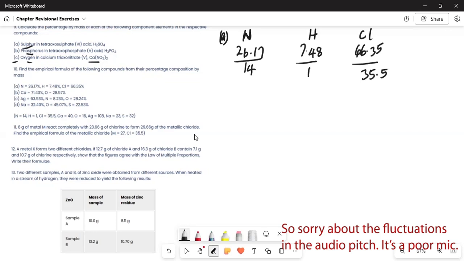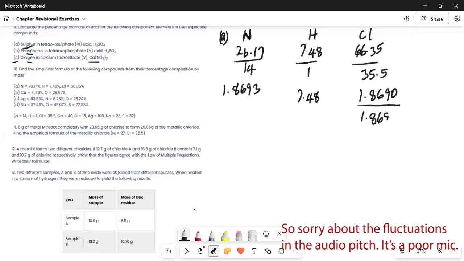Now 26.17 divided by 14, that is 1.8693. Then 7.48 divided by 1 still remains as 7.48. Then 66.35 divided by 35.5, 1.8690. Okay, now to get the mole ratio in which these component elements are combined, we need to divide each of these values by the smallest number. So comparing the three of them, which one is the smallest? The smallest is this last number here. So we divide through by this last number.